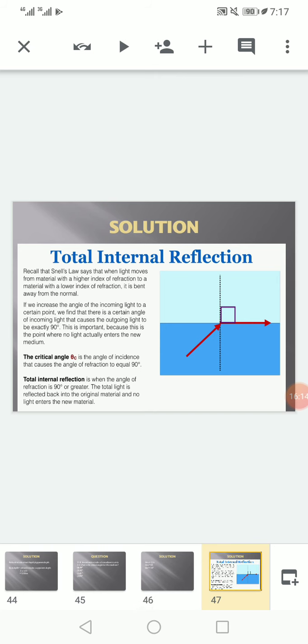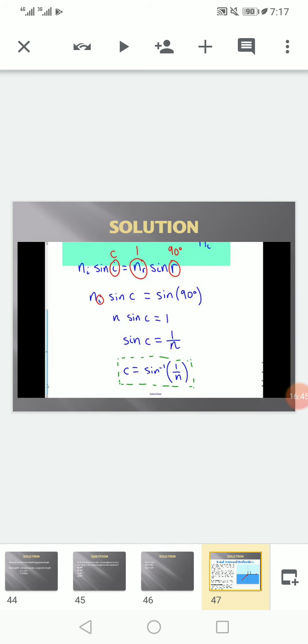Let's quickly explain total internal reflection as well as critical angle. The angle of incidence that causes the angle of refraction to equal 90 degrees is called the critical angle, while total internal reflection is when the angle of refraction is 90 degrees or greater. The total light is reflected back into the original material and no light enters the new material. This is when we say total internal reflection has taken place.